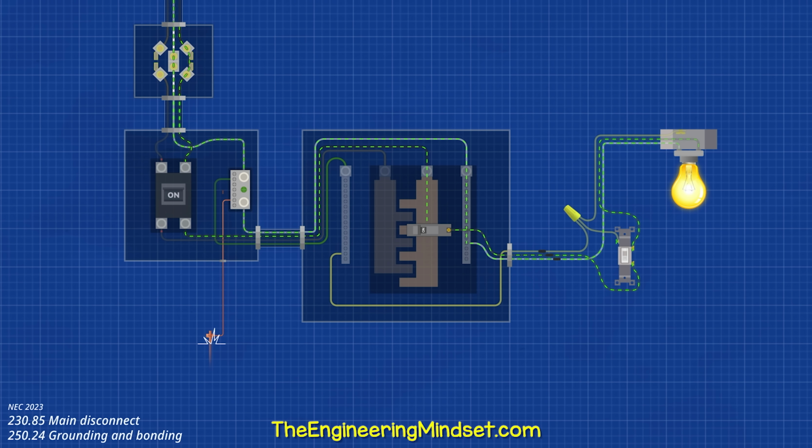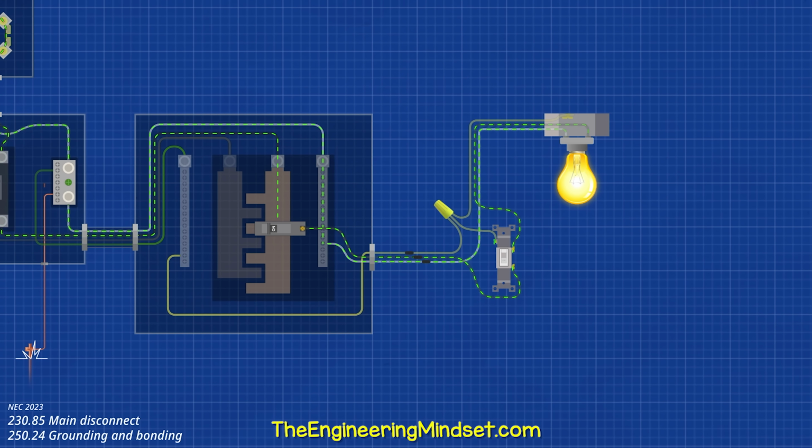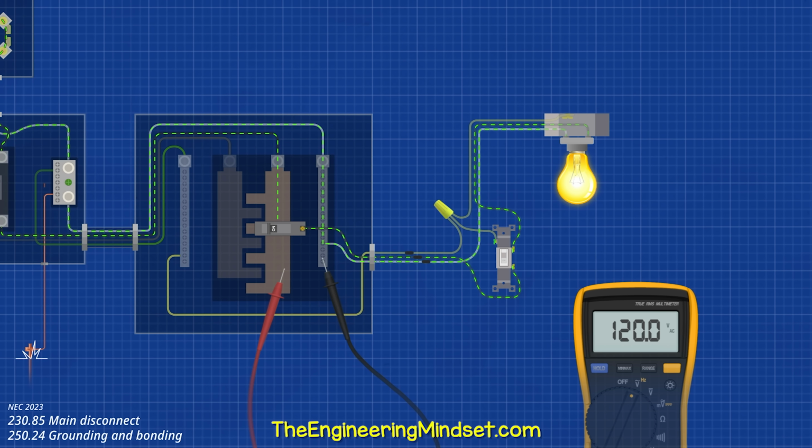Now, I have animated this using DC current as it's easier to visualize, but in reality, we're using alternating current, which moves backwards and forwards like this. If we measure between the hot and the neutral, we should read around 120 volts.